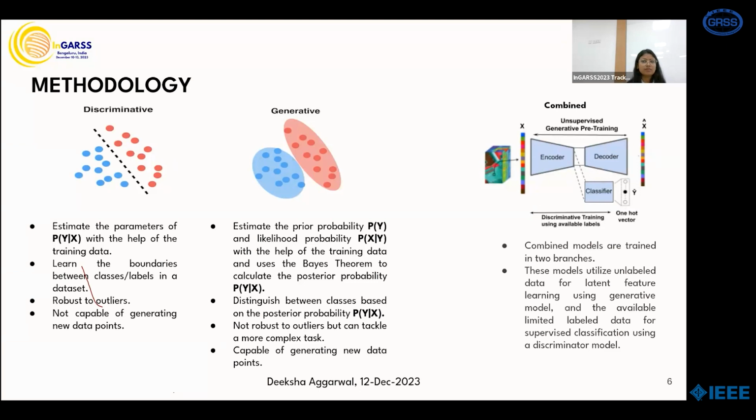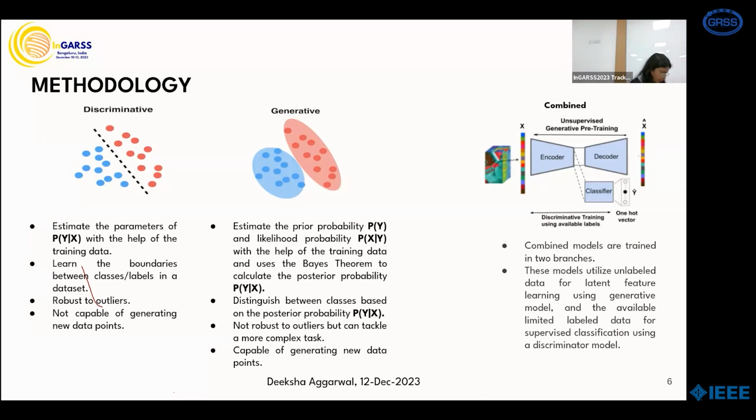Whereas generative models distinguish between the classes based on the distribution probability, and they estimate the prior probability P of Y and likelihood probability P of X given Y with the help of training data and using Bayes' theorem. So these types of models are not robust to outliers, but can tackle more complex tasks. And also a major advantage is that they are capable of generating new data points.